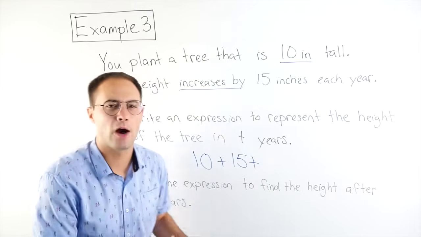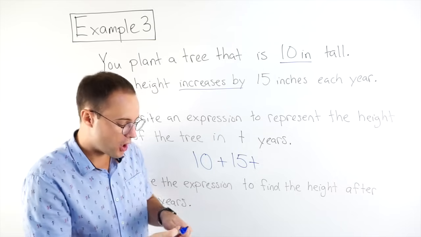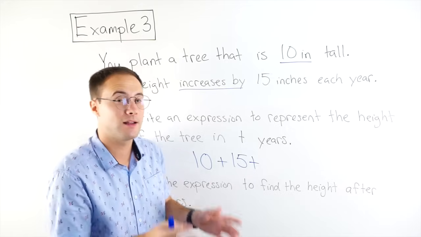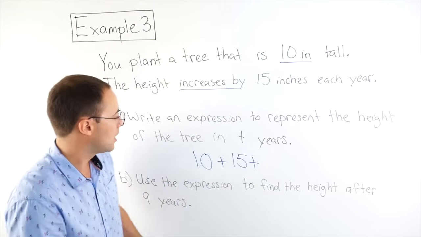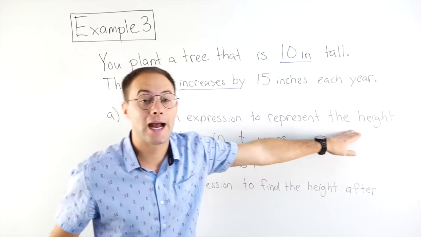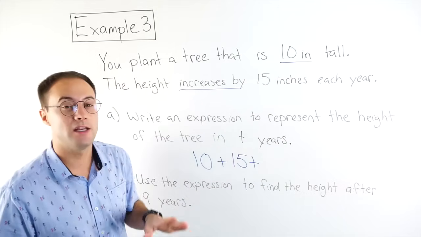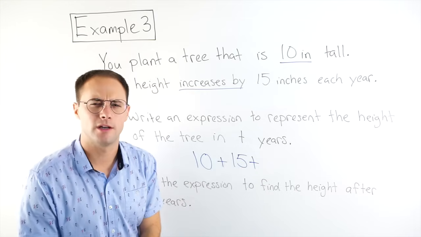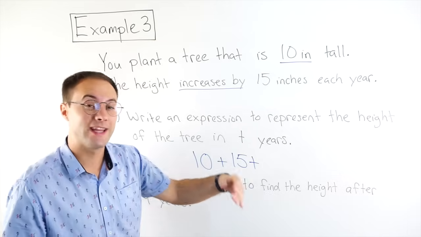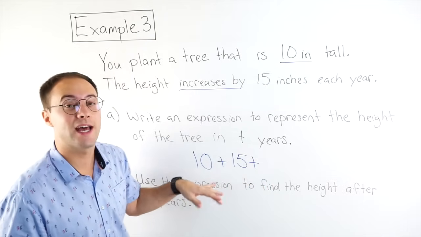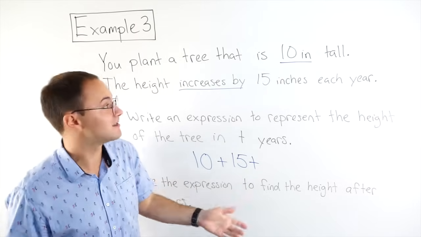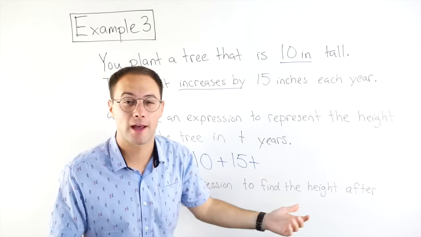Okay? Now, when you have your expression, always just double check. See if it makes sense. Okay? Because if it doesn't, then you might have a problem. Well, let's see. If this expression represents the height of the tree after t years, what if it was 0 years? Well, we would substitute 0 in here, and 15 times 0 is 0, plus 10 is 10. So after 0 years, is the height of this tree 10 inches? Yeah, that's what it started at.